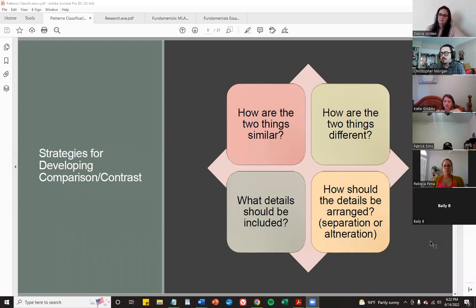It's a question that comes up with physical description. What are its essential characteristics? What can I ignore talking about to focus on something more important? With narration, I can't tell you the whole story, so I'm going to whittle it down to what are the most essential cause and effect relationships that I can talk about. In comparison and contrast, what important points of comparison are going to be included?